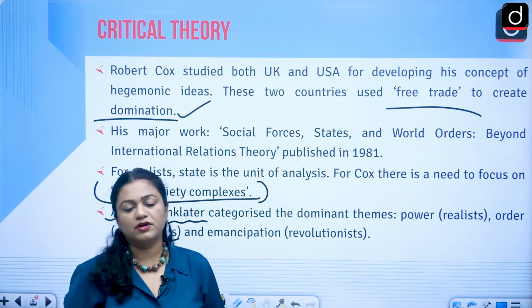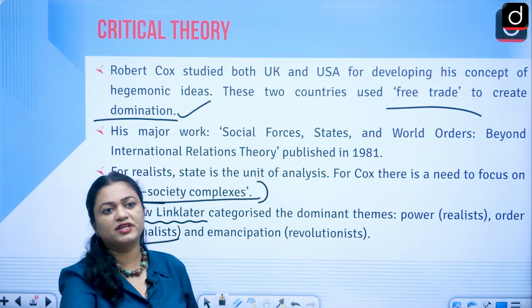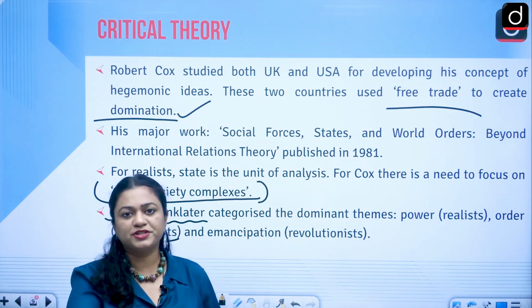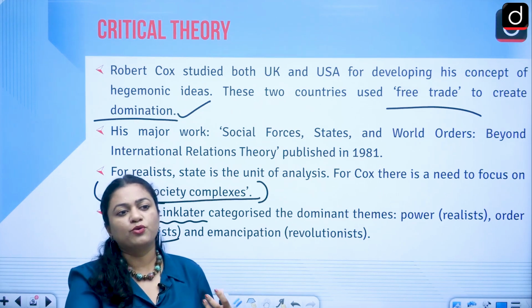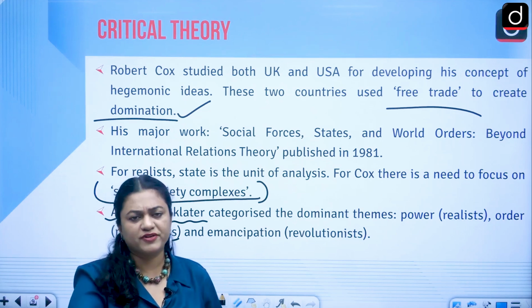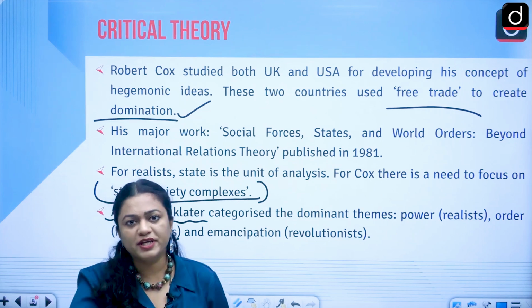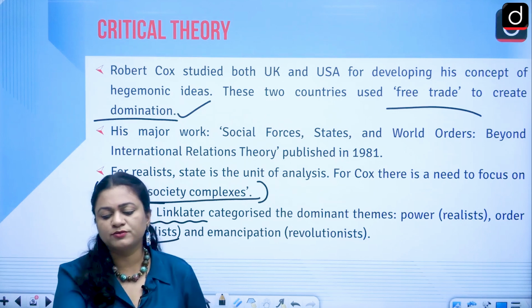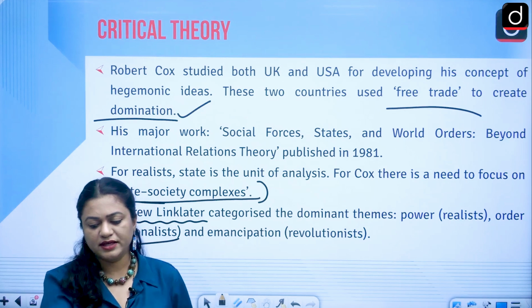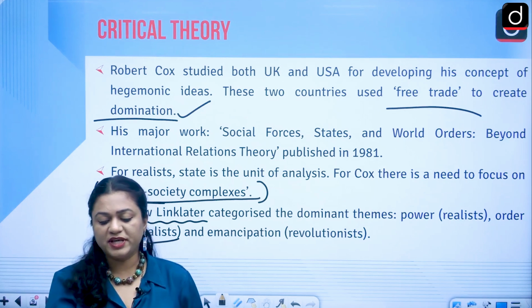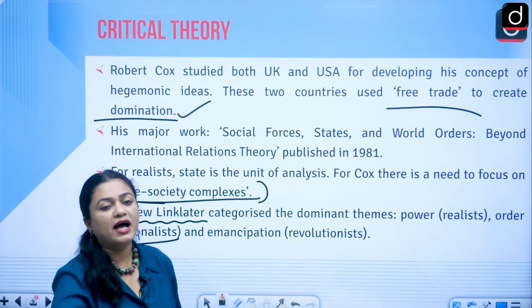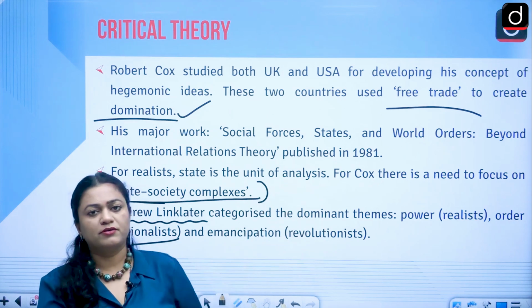But Robert Cox and critical theories are there to explore how a certain hegemony or domination has been created, who the victims of it are, who has created that domination, its effects, and how it can be transformed. He is more concerned with the interaction between the social forces, the state, and the world order. Here, the state plays an intermediate and autonomous role between the social forces and the world order.